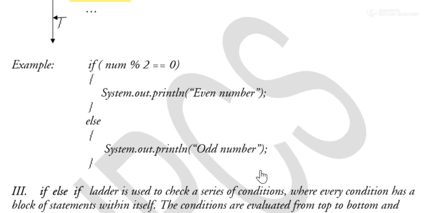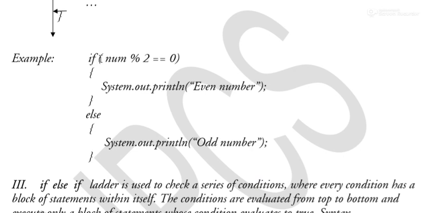Take an example: if num modulus 2 equals 0. Here num is an integer variable, and if num modulus 2, that means if we divide num by 2 and the remainder is 0, then it will display even number. And if this condition is false, then it will display odd number. That means out of these two statements, only one is executed depending on the condition.